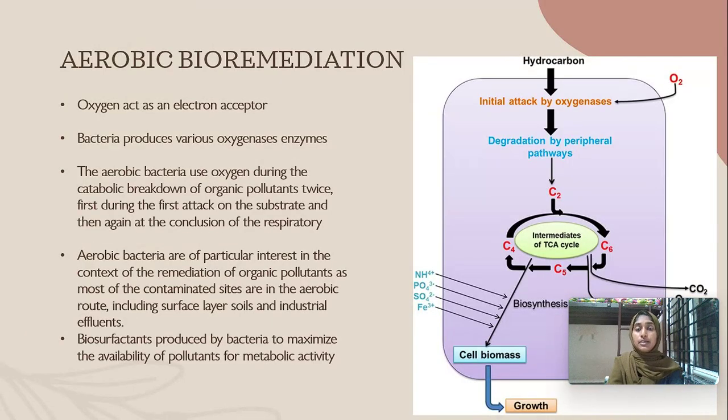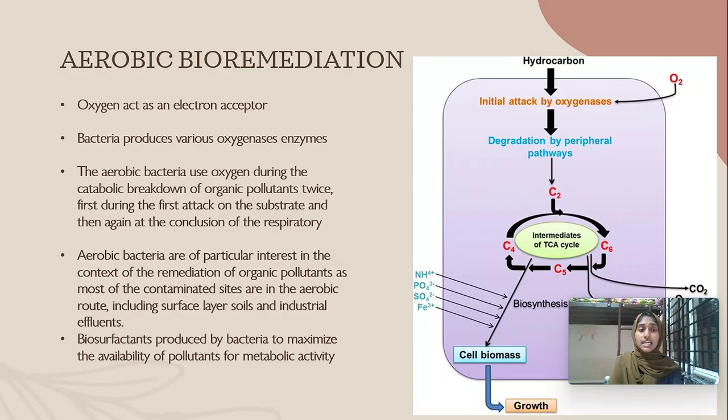So aerobic bioremediation. In case of aerobic bioremediation, the bacteria will use the organic compounds or organic pollutants or the contaminants as a source of electrons for the process of energy production and synthesis of carbon compounds for the cellular building. So the final acceptor of electrons in the electron transport chain will be oxygen.